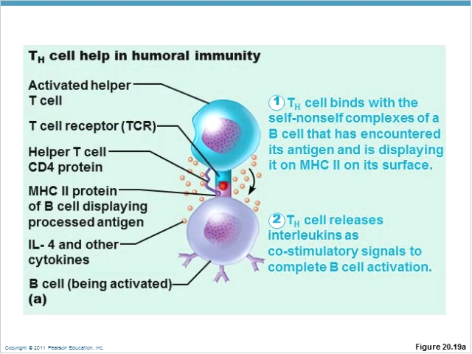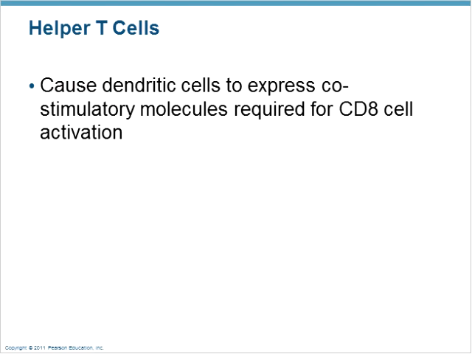And this talks about that, where TH cells bind with the self-non-self complexes of a B cell that are encountered as antigen, and is displayed on the MHC2 of its surface. The TH cell releases interleukins and co-stimulatory signals to complete B cell activation. So you can see that process right here in that particular guide.